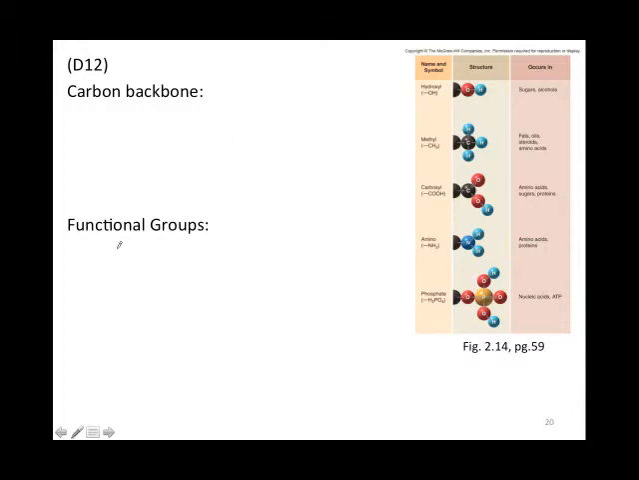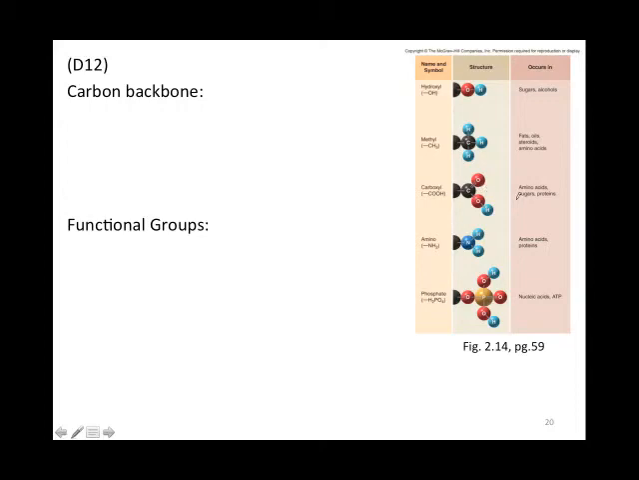Then what we'll find is what we call functional groups. And there's a lot of different functional groups that we're going to find on a variety of different organic molecules. If we look up here, we have hydroxyl groups, which is a hydrogen and an oxygen bonded together. We have methyl groups, which is a carbon and 3 hydrogens bonded together. That's a methyl group. And then you would have your carbon backbone here.